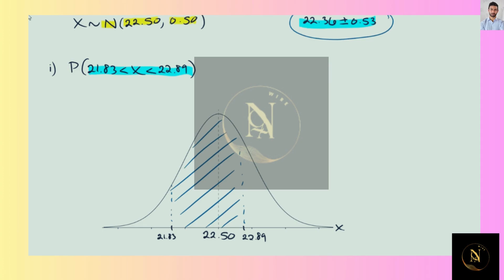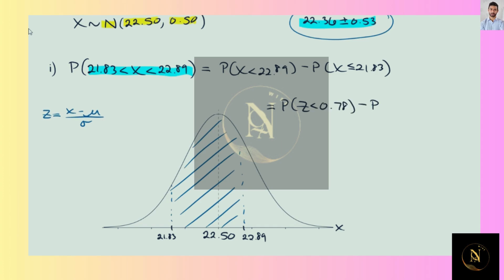To solve this, we first express it in terms of cumulative probabilities as follows. If we wish to use a standard normal table to solve these probability terms, we first standardize the random variable according to this formula. In doing so, we have the probability that z is less than 0.78 minus the probability that z is at most minus 1.34.